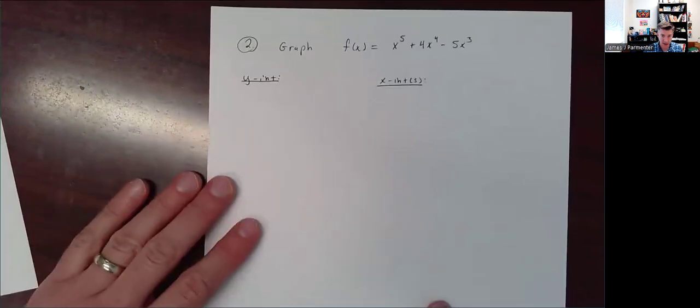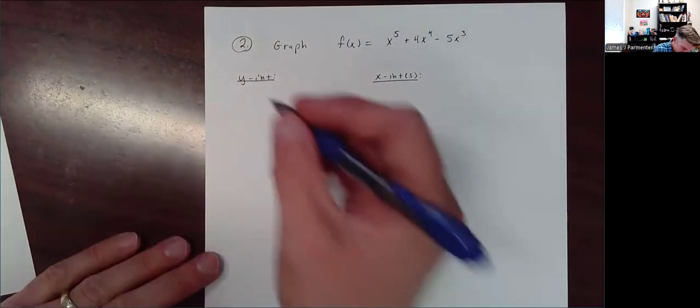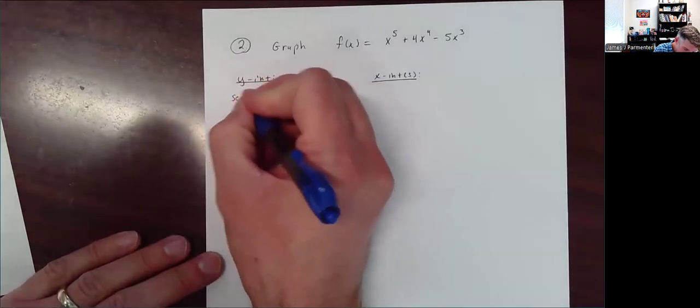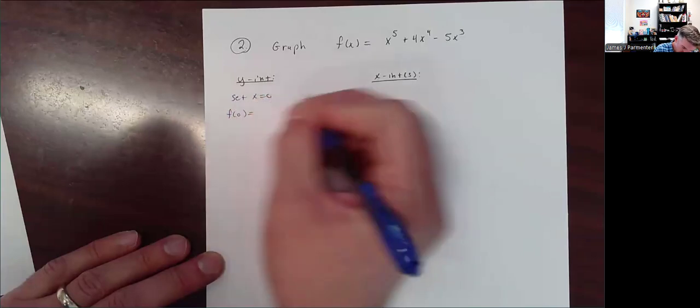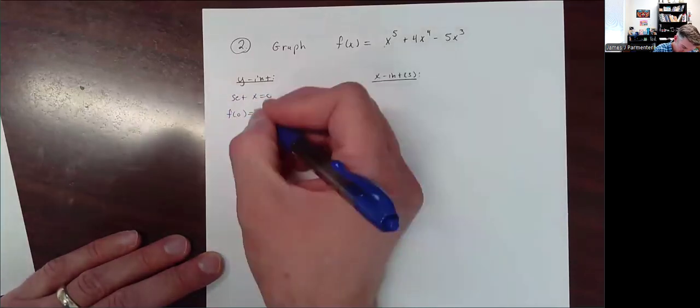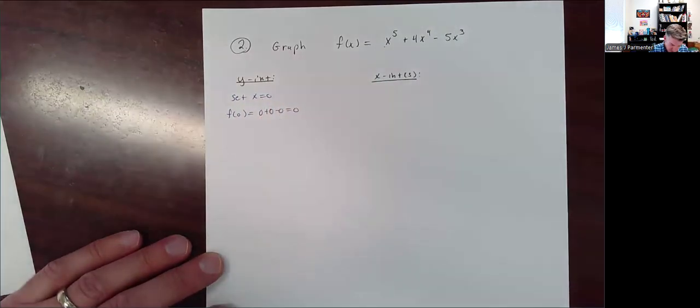Okay. The next example, we're going to graph f of x equal to x to the fifth plus 4x to the fourth minus 5x cubed. So, same deal. Find the y-intercept, set x equal to 0. We're going to get f of 0 equal to 0 plus 0 minus 0. Not very exciting. I don't think you need to show that work. You need to say it's 0.